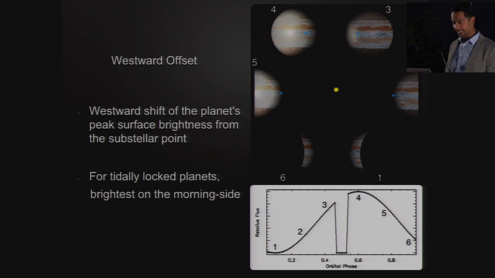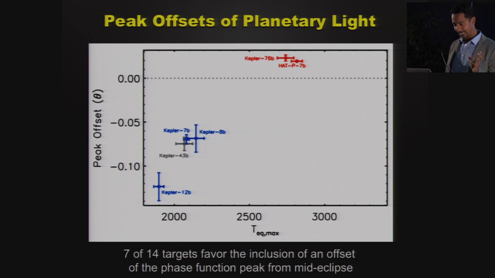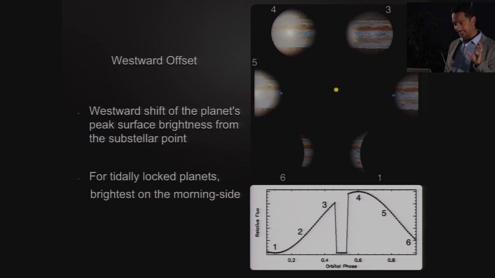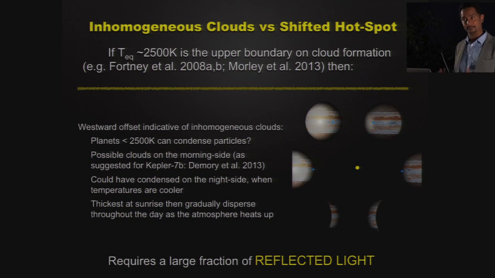It's coming after the eclipse. For the hottest planets, what we're seeing is an eastward shift, or a peak before eclipse in this particular case. It might be that this is a plausible explanation if this really holds as a trend. It might be suggestive of, in one case, inhomogeneous clouds dominating the emission.